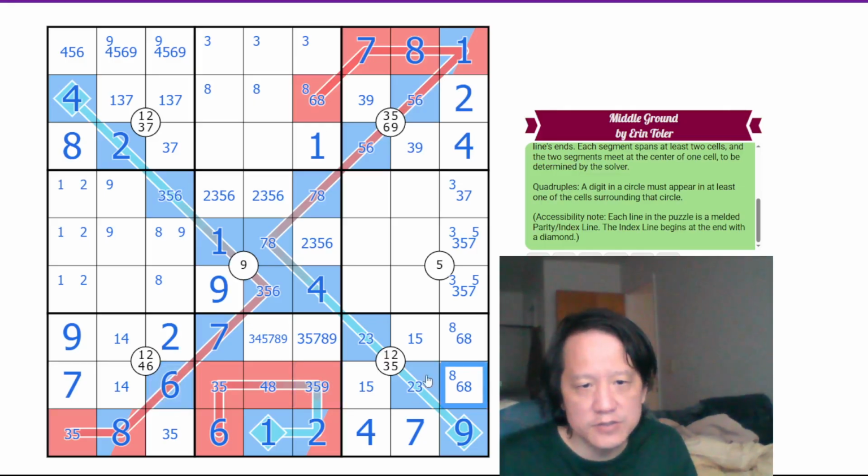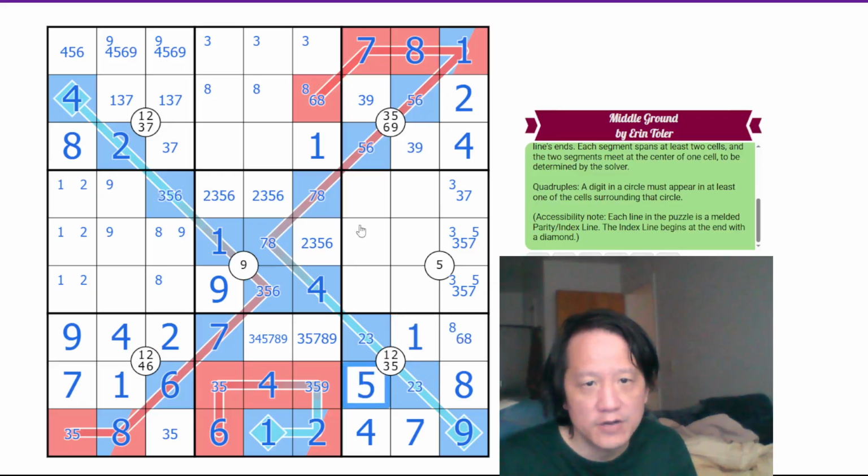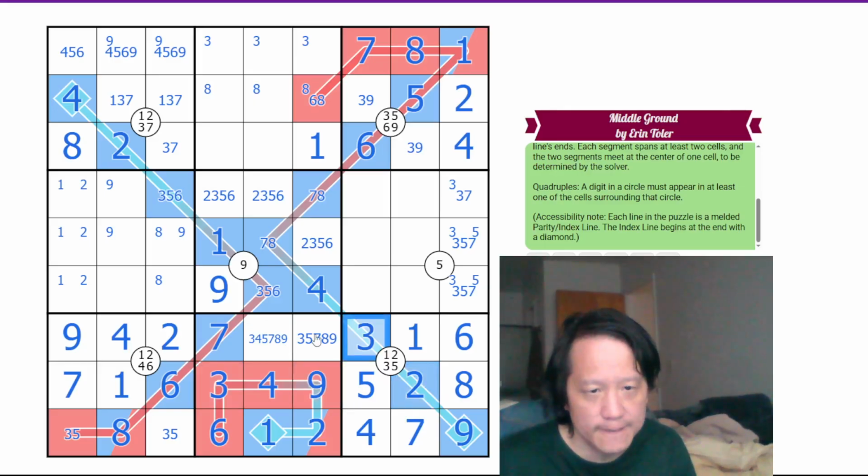Six eliminates 6 here, so that's 8, which eliminates 8 there, so it's 4. 4 eliminates 4 here, so it's 1 and 4. 1 eliminates 1 here, so it's 5 and 1. 5 eliminates 5 here, so it's 6 and 5. So that seems like it works okay. This has to be 6. 5 eliminates 5 here, so it's 3, which makes this 9, which makes that 2, which makes that 3. That seems to work fine.